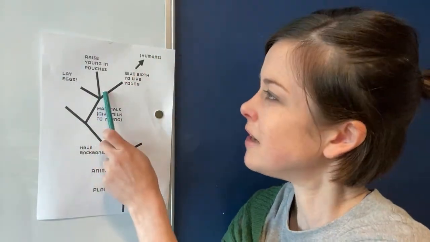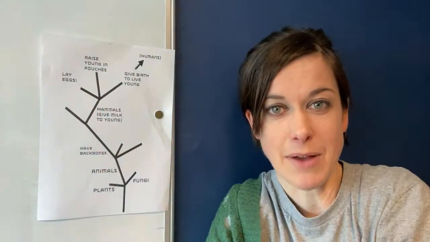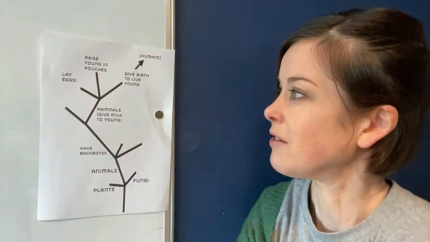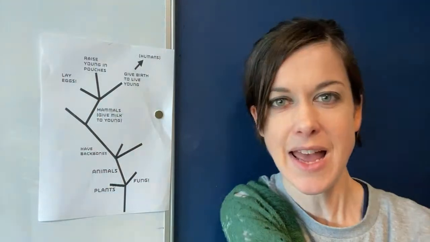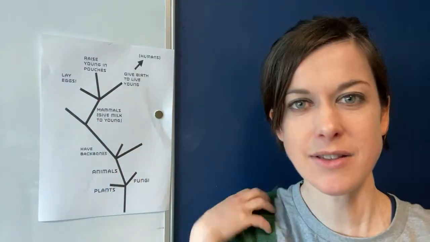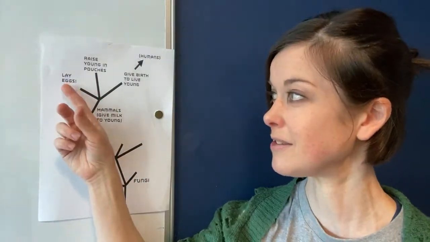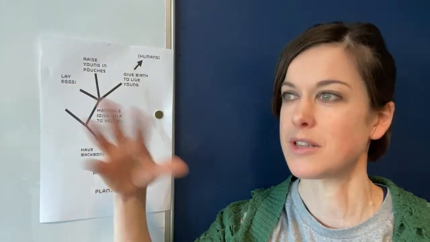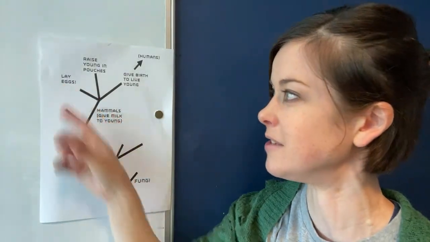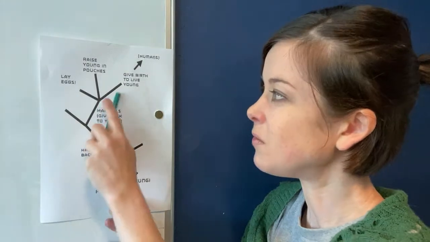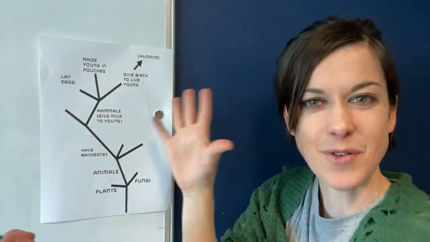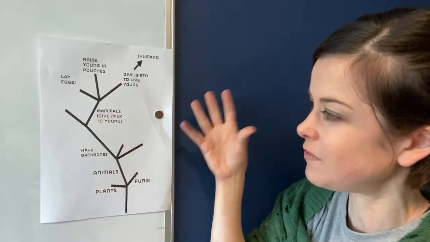But some mammals evolved to raise their young in pouches, your marsupials, your kangaroos. And some mammals evolved to lay eggs. That's why everyone's very confused about the duck-billed platypus. There's only a few types of mammal that do that: the duck-billed platypus and some echidnas, like spiny anteaters. So yeah, we're all mammals, but slightly different kinds of mammals. We've evolved and changed in different directions.